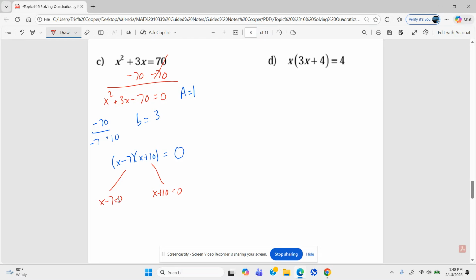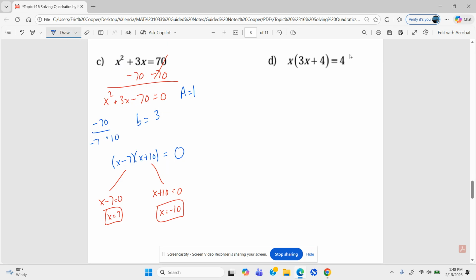Typically when you have x by itself, it's just the opposite here. So here, x is equal to positive 7. And since x is by itself here, I move the 10 by subtracting it. X would be negative 10. Those would be the only 2 solutions we have here.